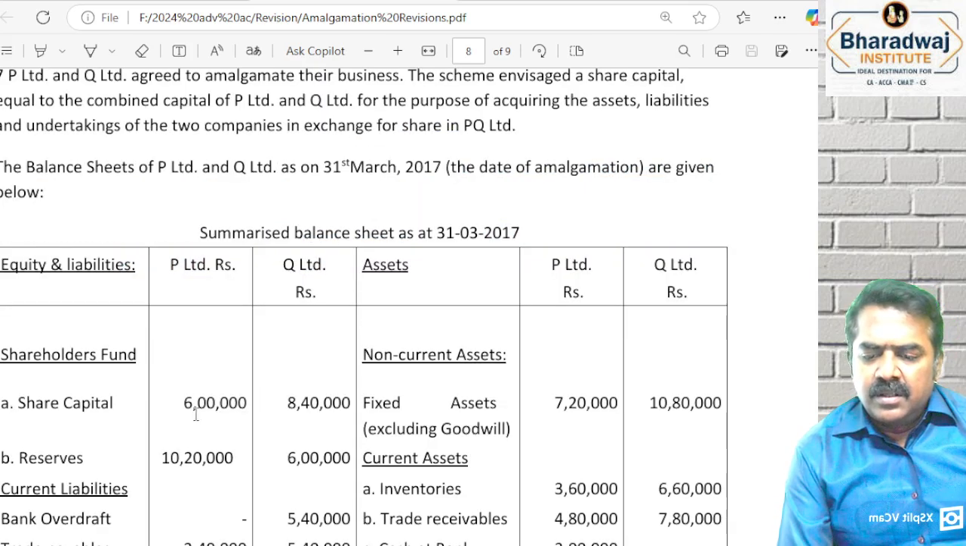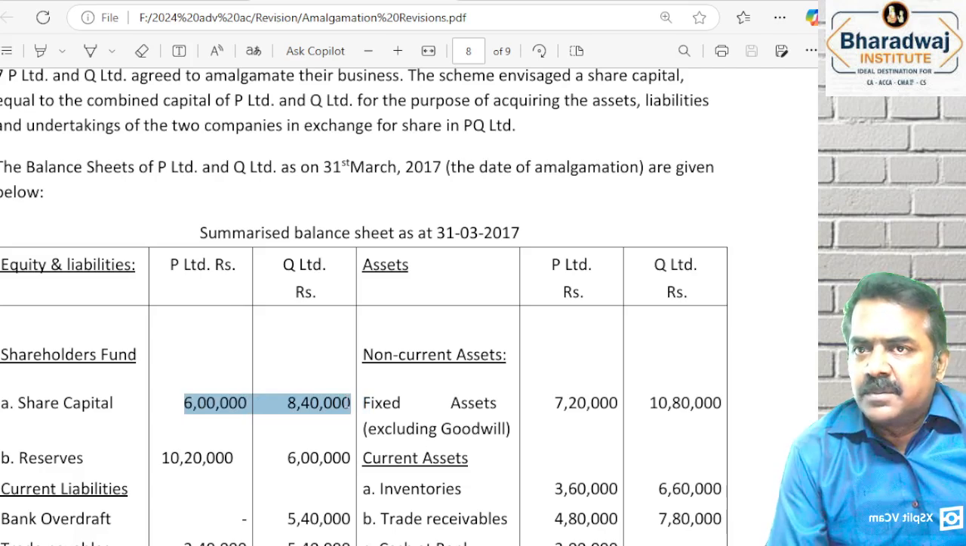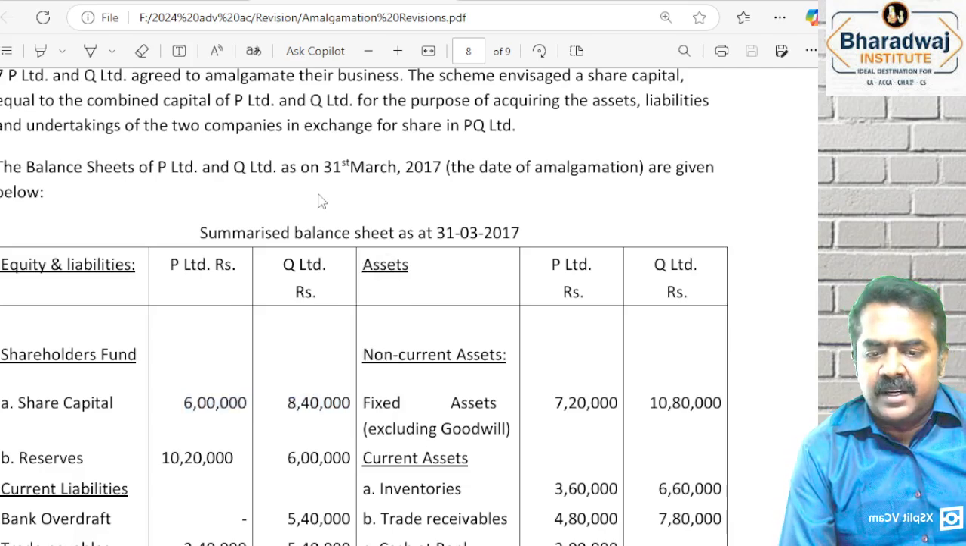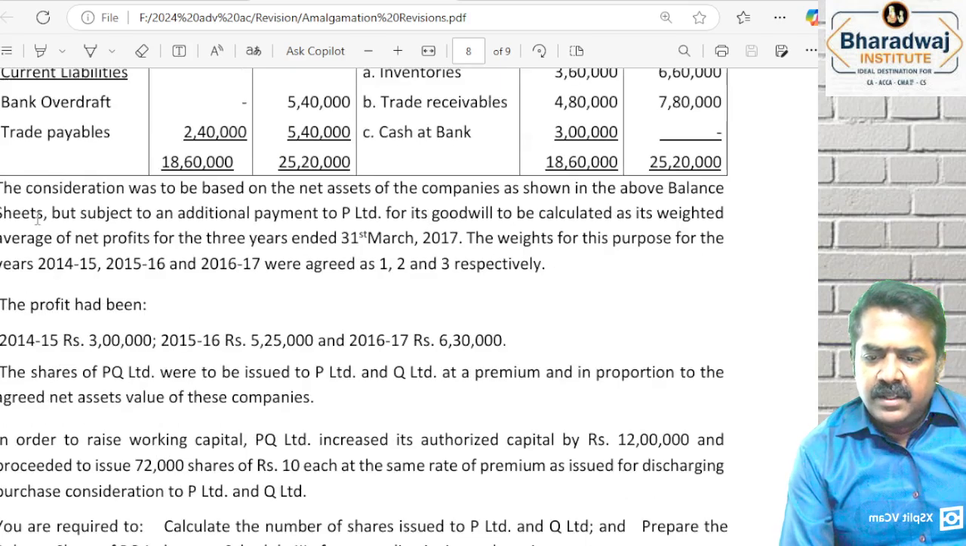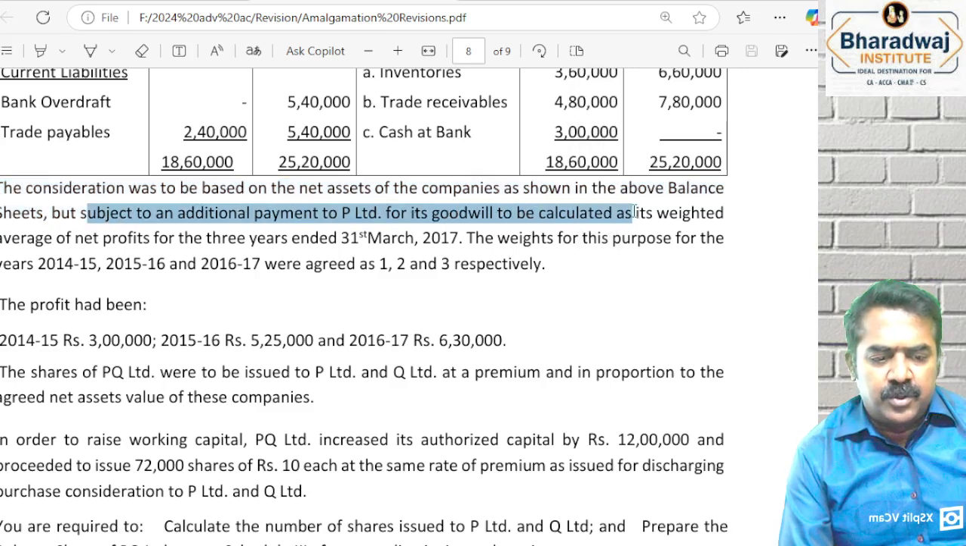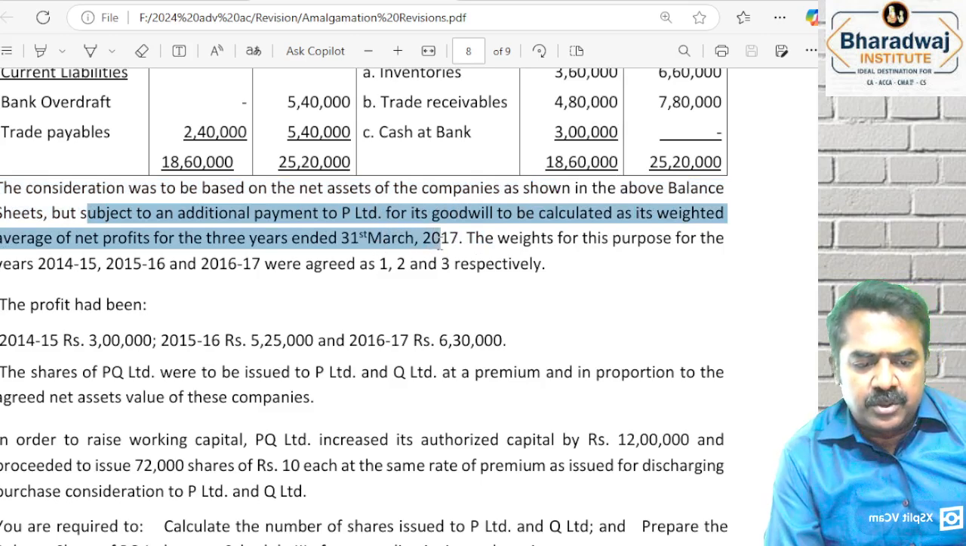So, 6 lakhs plus 8,40,000 is the combined capital. Read the question. The consideration was based on which one? Net assets of the company shown in the above balance sheet, but subject to additional payment to P Limited for its goodwill, calculated based on the weighted average profit of the last 3 years.